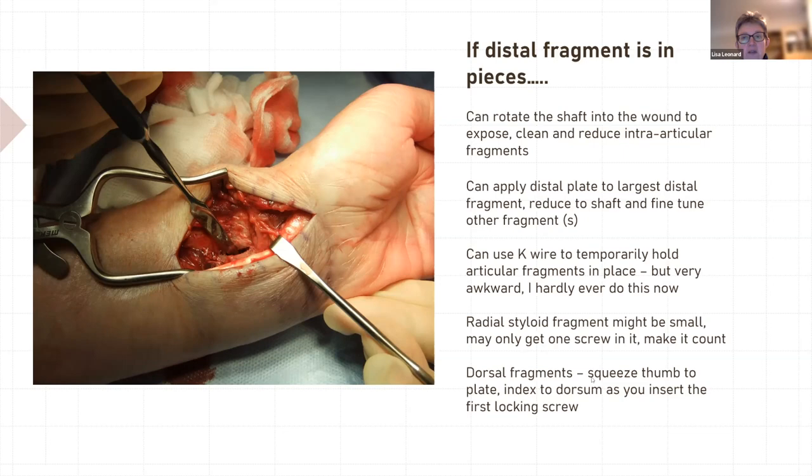I don't find that terribly helpful these days. I rarely do that now because they usually get in the way. And then if you've got some dorsal comminution, as Lindsay said, you don't need to fix absolutely every bit of that, but if you can compress down a significant articular fragment while you're inserting the plates in between the fingers and the thumb, that's a good trick there as well.